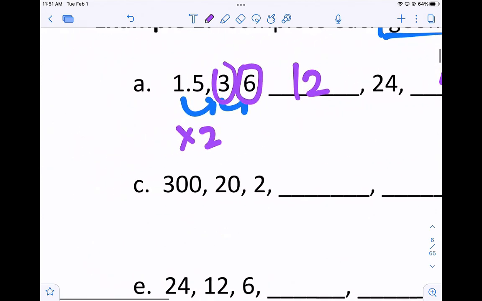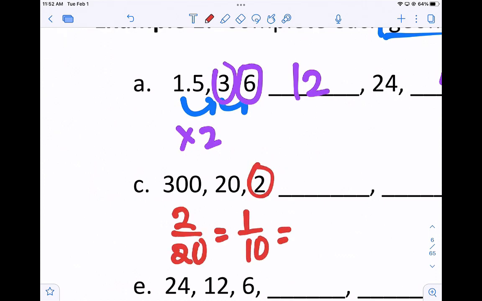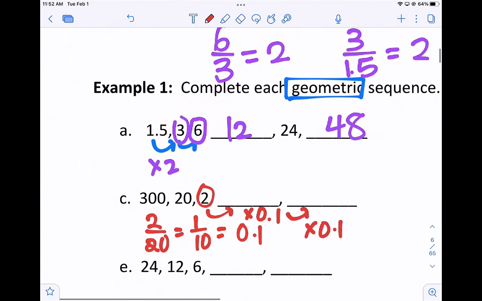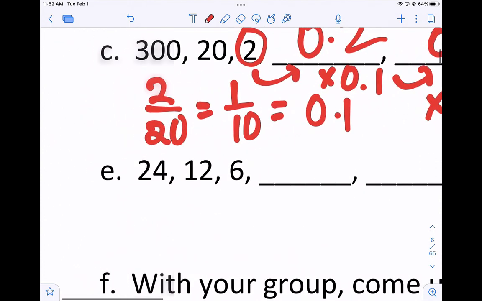All right, over here it's going down, but again, if you want to figure out what number we'll multiply by, just pick any number, divide by the one before it, which is 1/10 or 0.1. Let's double check. Okay, so to get the next number, we're just multiplying by 0.1 every time, or by 1/10. So 2 times 0.1 is 0.2. Do it again, and that's 0.02. Okay, this one is multiplying by 0.5 every time.